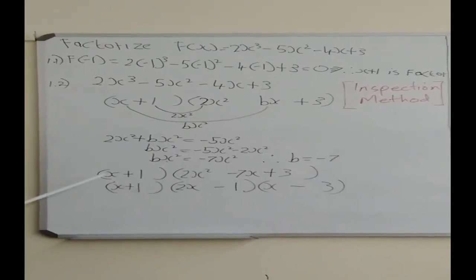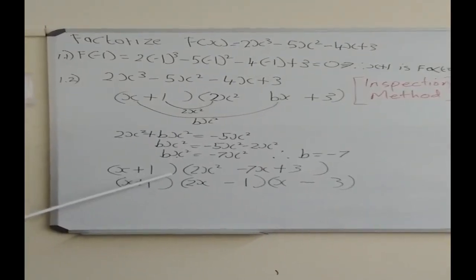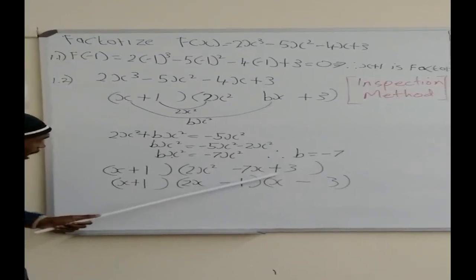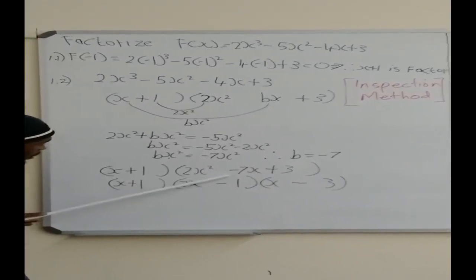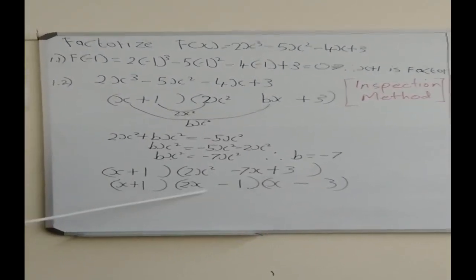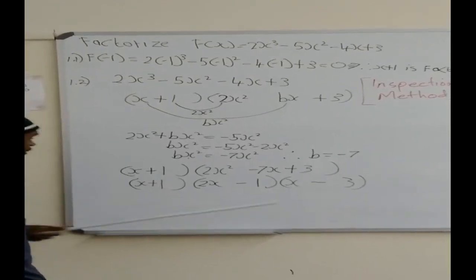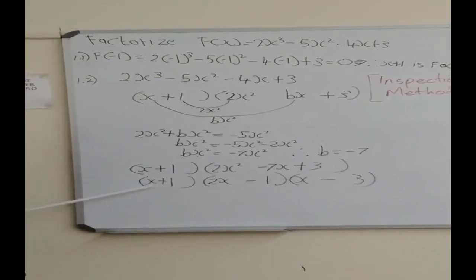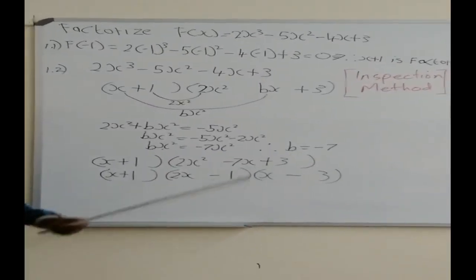So after substituting the value of b, I'm going to have x plus 1, first bracket, 2x squared minus 7x plus 3. So then I factorize 2x squared minus 7x plus 3 as 2x minus 1 multiplied by x minus 3. So the factorization is x plus 1, 2x minus 1, x minus 3.